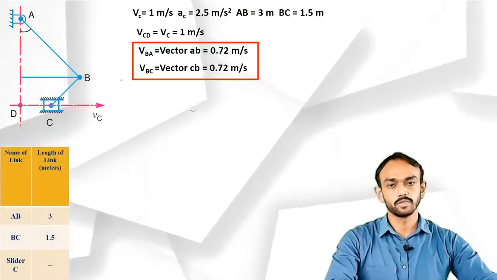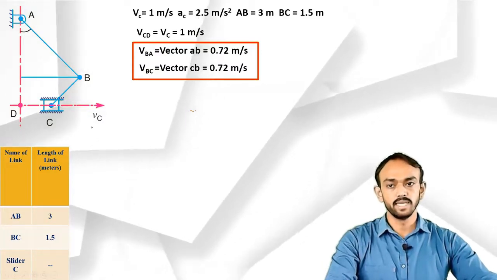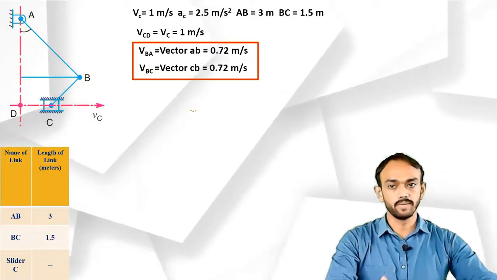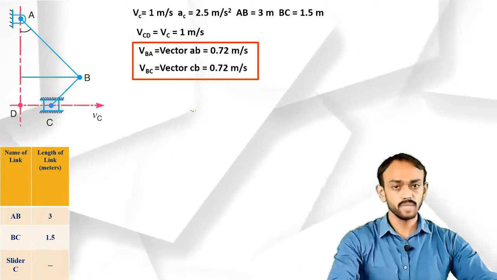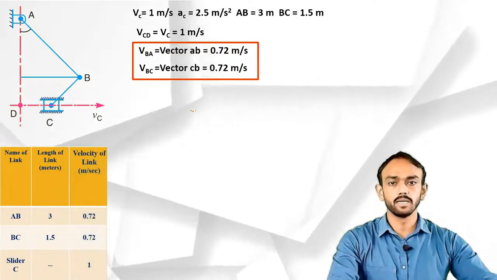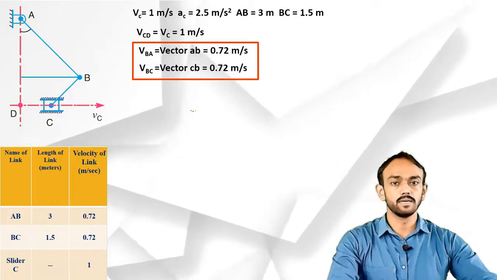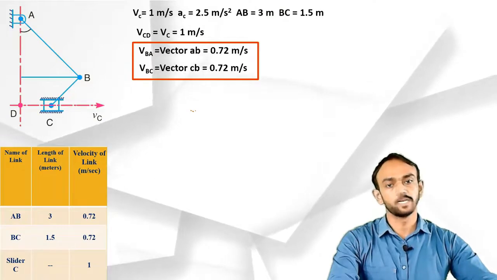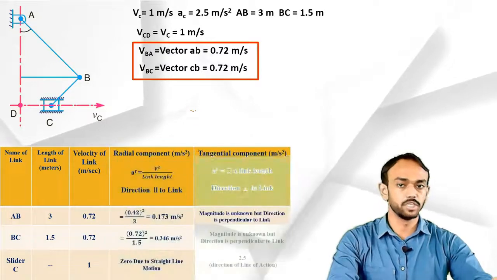As you know, first of all, the name of the link and the length of the link. So AB, BC and slider C. Length of the link is given in meters: 3 meter for the AB link and 1.5 meter for the BC link. Okay. Now, as we have found the velocity also, we will put in column number 3 the velocity of all elements, in which the velocity of the slider is already given, and we have found the velocity of the remaining 2 links. Now, for acceleration we will add the radial component and tangential component.